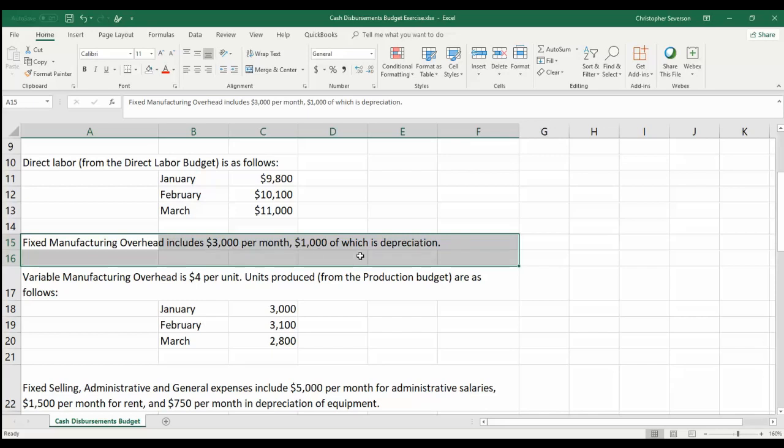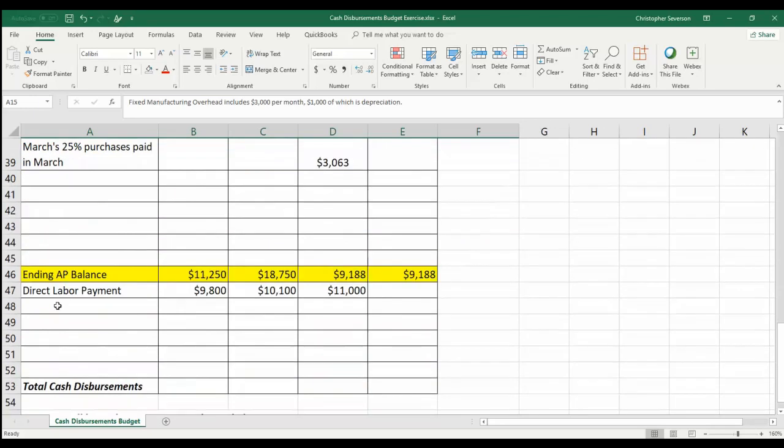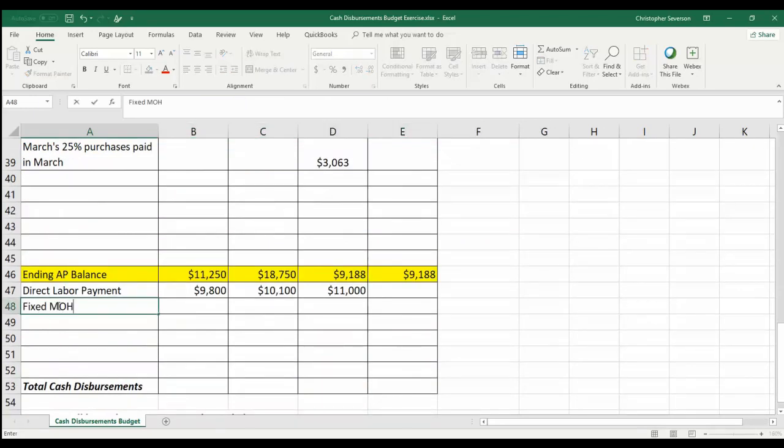Now, sometimes this is done on the manufacturing overhead budget. You'll see a bottom line kind of subtracting this out to arrive at the cash payment. In other cases, you have to do it just on the cash disbursements budget. That's where you do all the calculation. So we know it's $3,000 minus $1,000. So I'm going to say fixed MOH for manufacturing overhead payment.